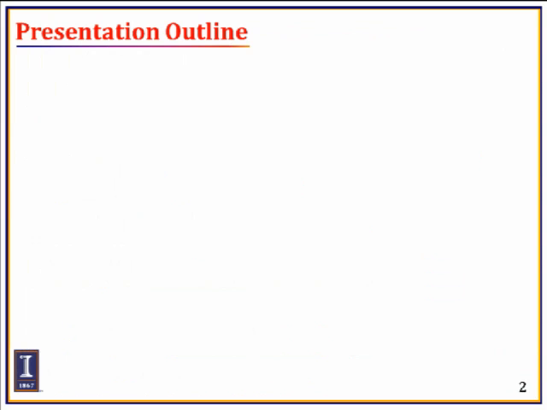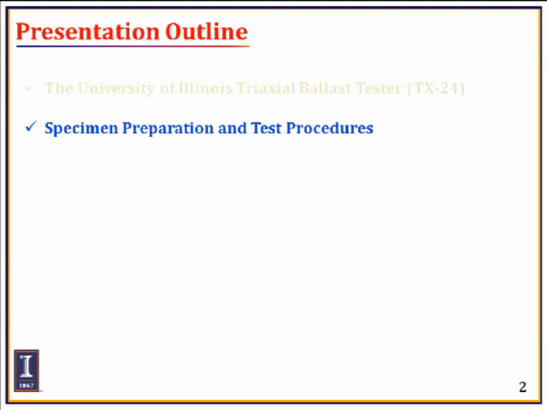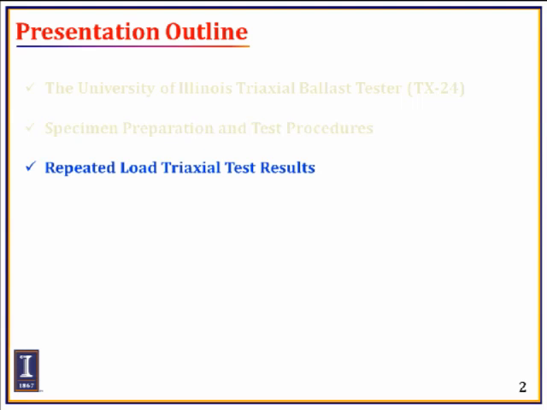So here is my presentation outline. First, I will discuss the University of Illinois triaxial ballast tester that is popularly known as TX24. Then we will go to the specimen preparation and the test procedures: how we are compacting the ballast samples, how we are testing, what kind of load shape we are using. Then I will be discussing the repeated load triaxial test results.